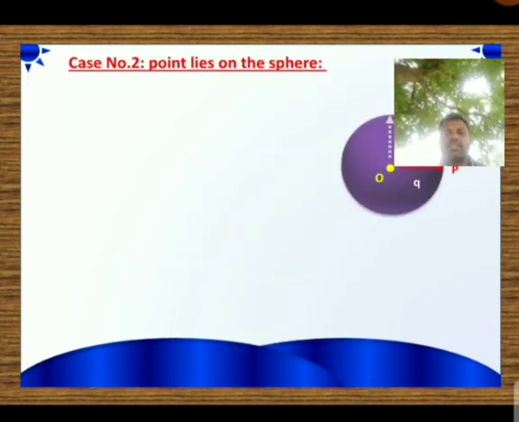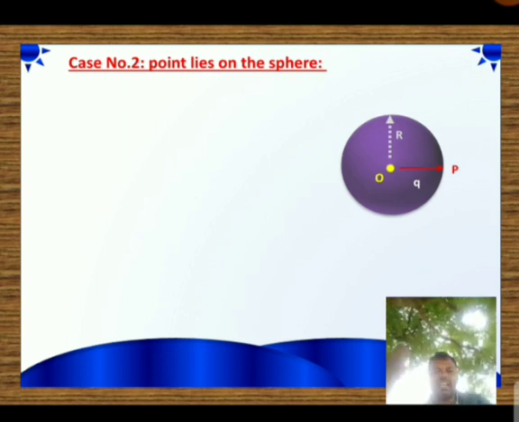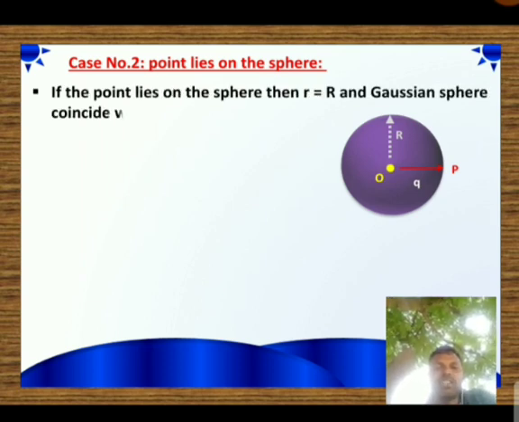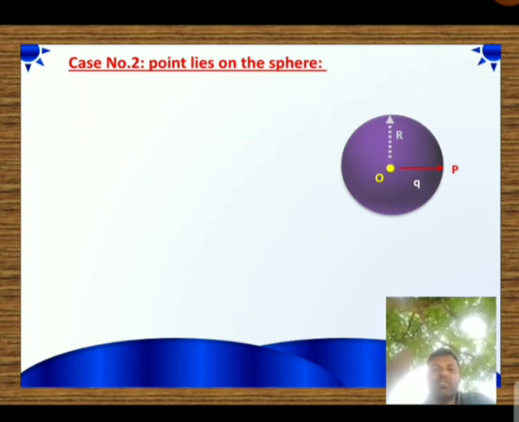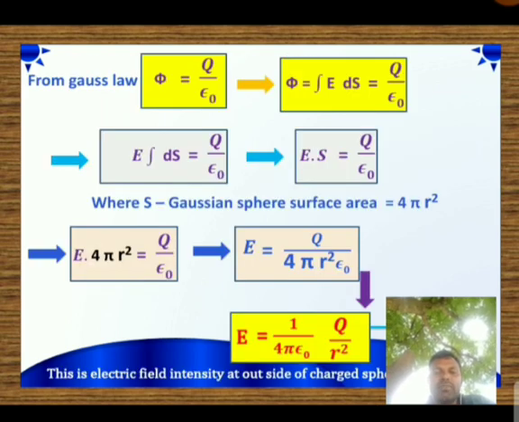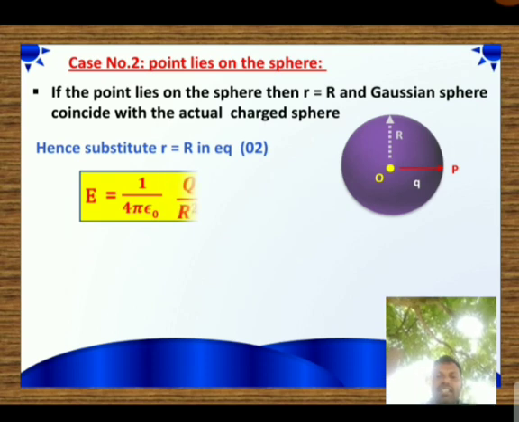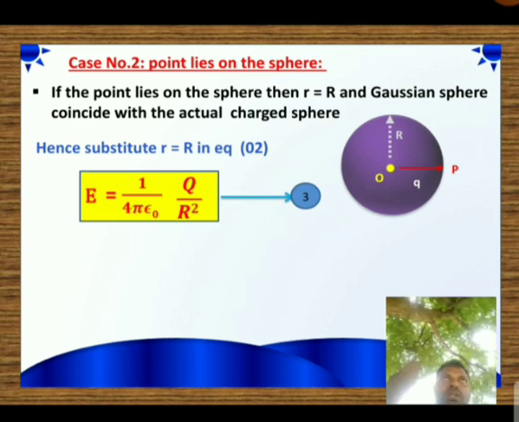Okay, right. Next, case 2. I have to find the electric field intensity at a point that lies on the sphere. I already showed you that if the point lies on the sphere, then small r becomes capital R. So the Gaussian sphere coincides with the actual sphere. So simply substitute small r equal to capital R in the above equation, E is equal to 1 by 4 pi epsilon naught q by r square. In this equation, just substitute r equal to capital R. Then what I will get? E is equal to 1 by 4 pi epsilon naught q by capital R square. This is case number 2.